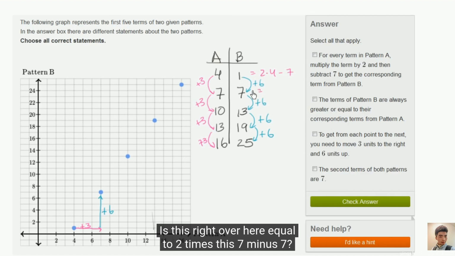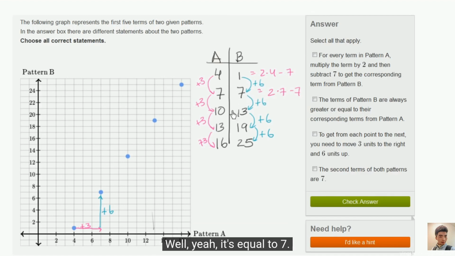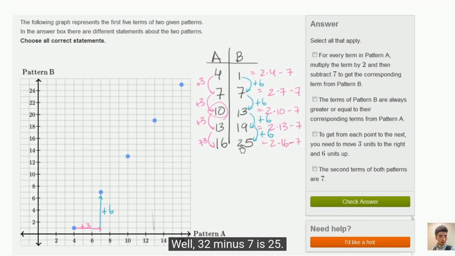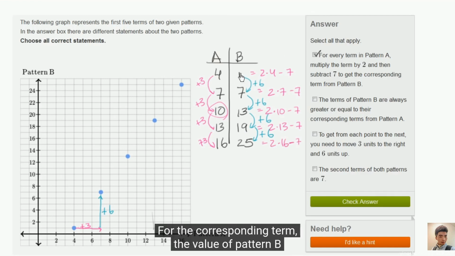Is this right over here equal to 2 times 7 minus 7? Well, yeah, it's equal to 7. Is 13 equal to 2 times 10 minus 7? Yeah, 20 minus 7 is 13. Is 19 equal to 2 times 13 minus 7? 26 minus 7 is 19. Is 25 equal to 2 times 16 minus 7? Well, 32 minus 7 is 25. So this first statement checks out. For the corresponding term, the value of pattern B is 2 times the value of pattern A minus 7.